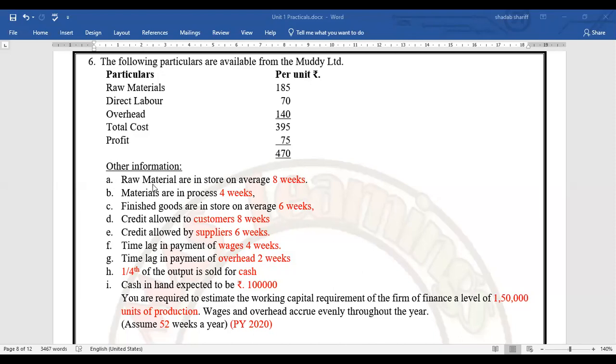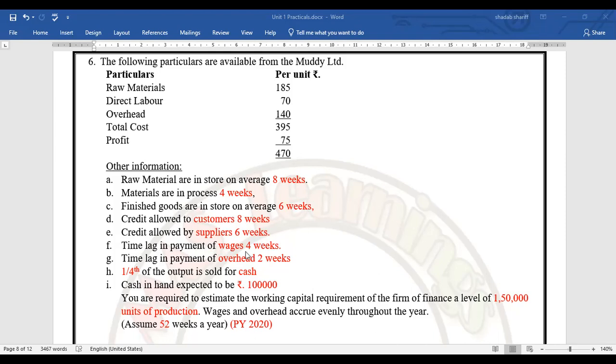Other information also they have given, such as raw material in store 8 weeks, material in process, that is work in progress, that is 4 weeks period they require, finished goods in store 6 weeks, credit allowed to customer 8 weeks, credit allowed by supplier on credit purchase, okay, this one is 6 weeks.